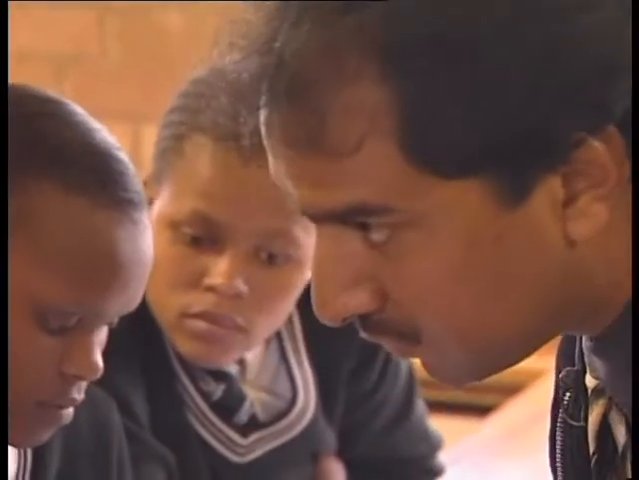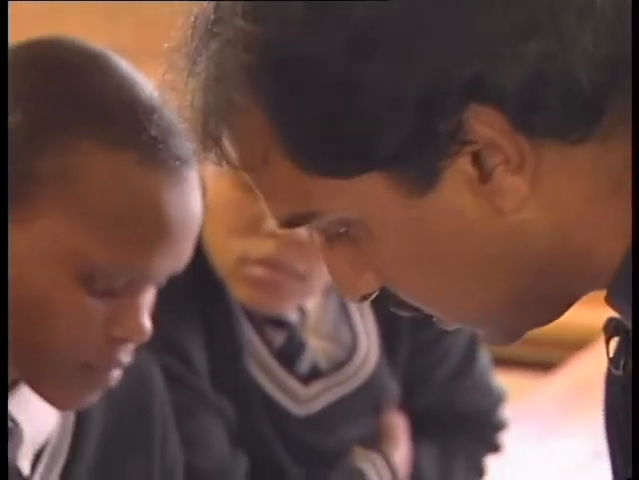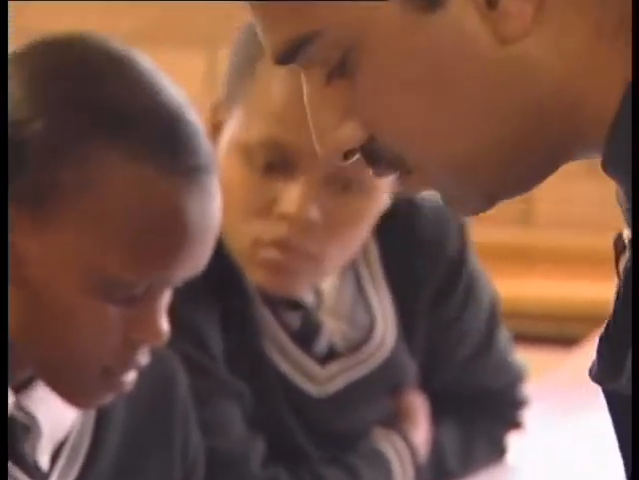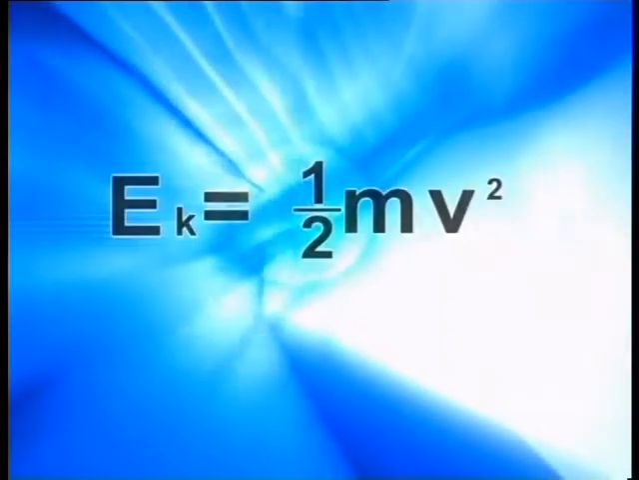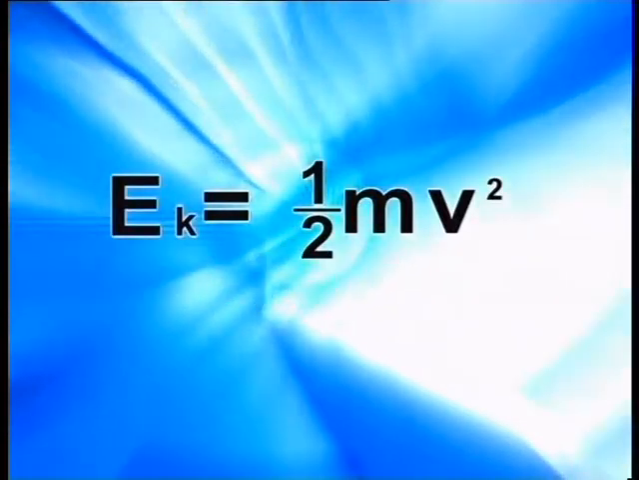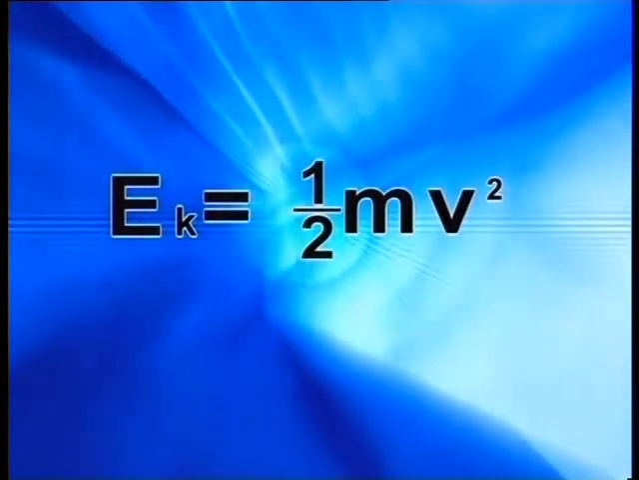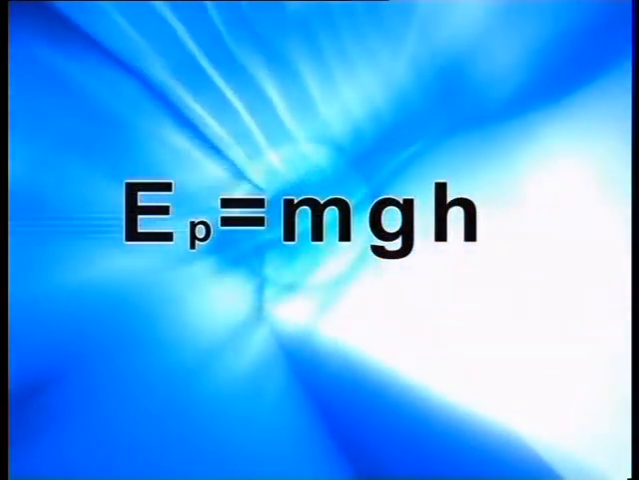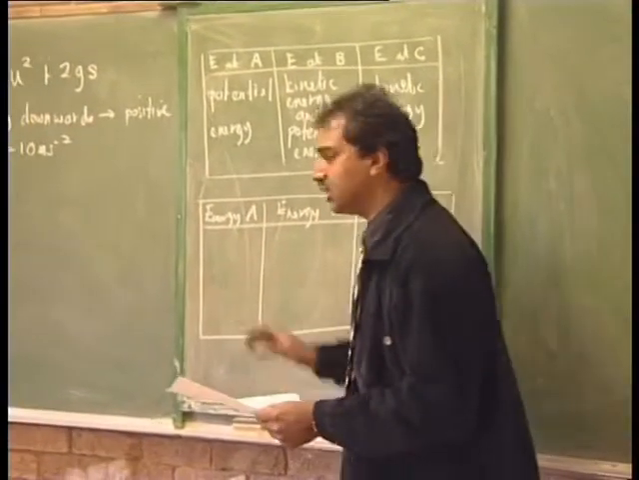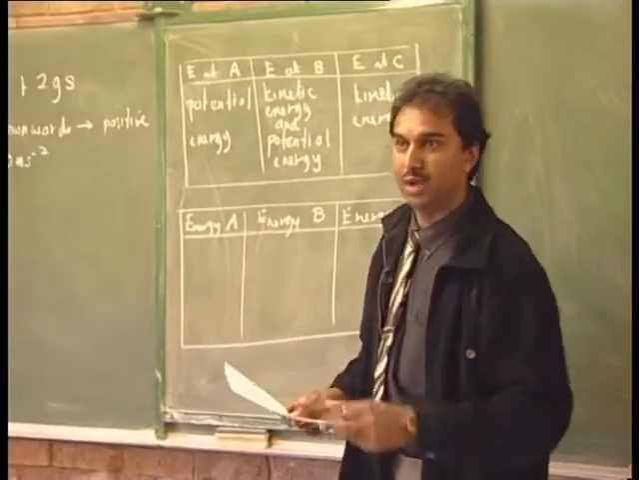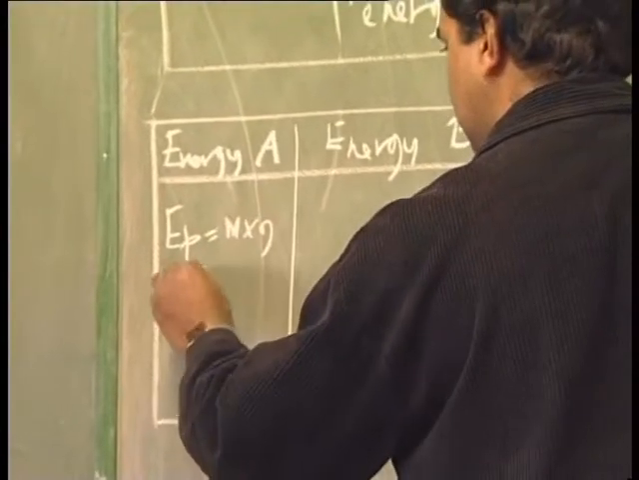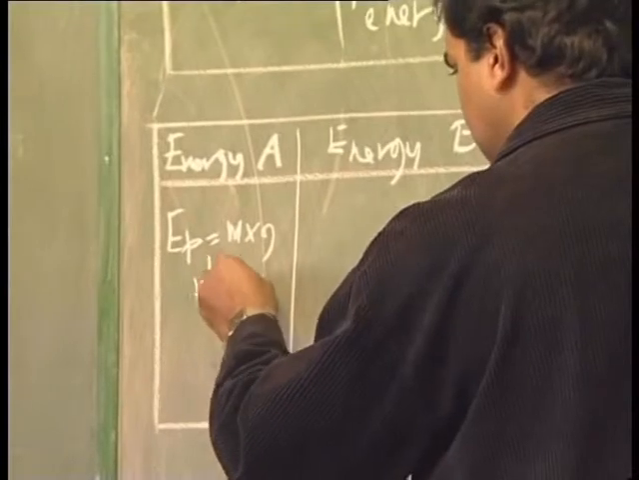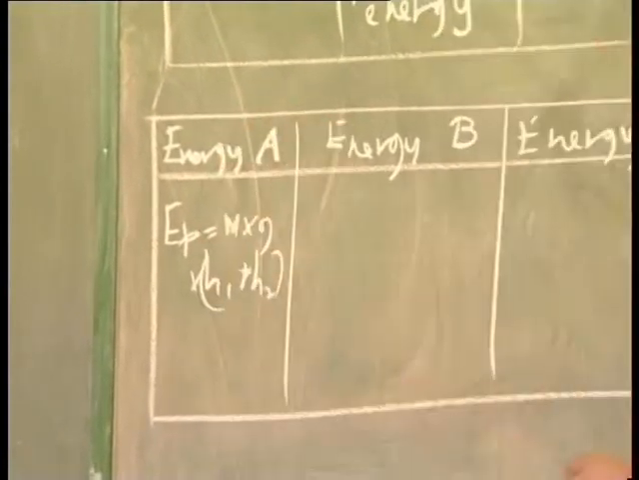The learners will now start to use the formulae to solve the problem. What is the formula for finding the kinetic energy of an object? Right, write out the formula. Learners know that the formula for kinetic energy of an object is half mass times velocity squared, and for the potential energy of an object, it is mass times gravitational acceleration times height. What is the energy at A? We're looking for the formula. The formula is EP equals mgh, times H1 plus H2.